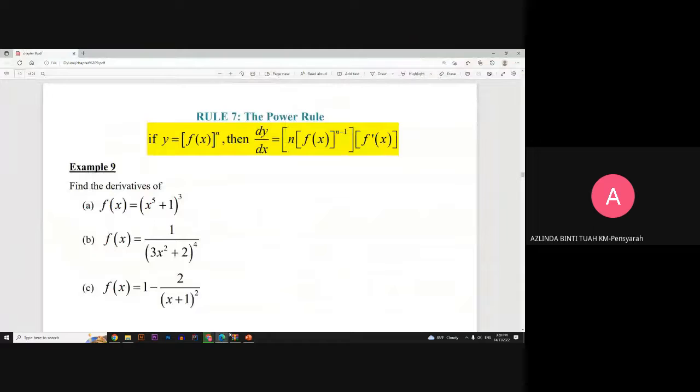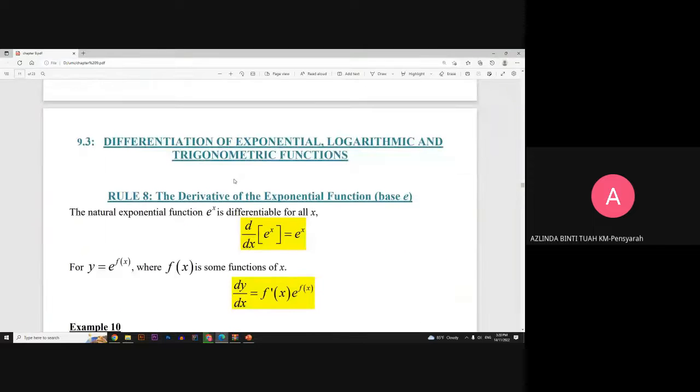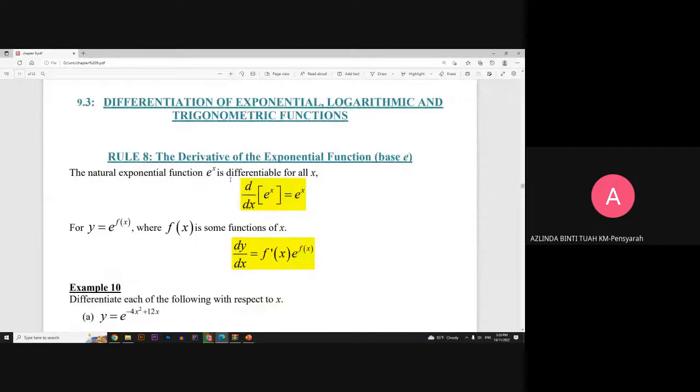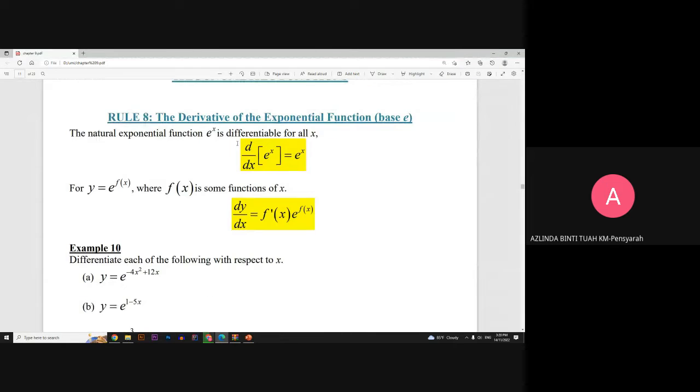Okay, today we look at 9.3. Ini power rule, rule 7. Okay, 9.3 differentiation of exponential, log and trigo functions. Okay, rule number 8, the derivative of the polynomial function. Okay, paling istimewa dalam chapter 9 ni adalah dia punya function lah. Function yang paling istimewa adalah exponent.